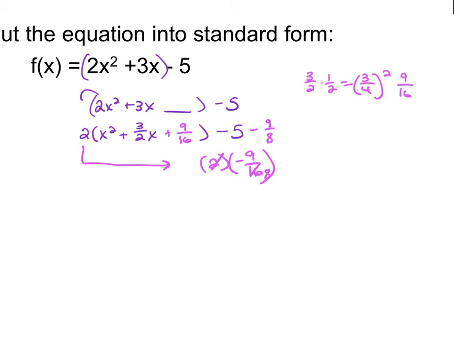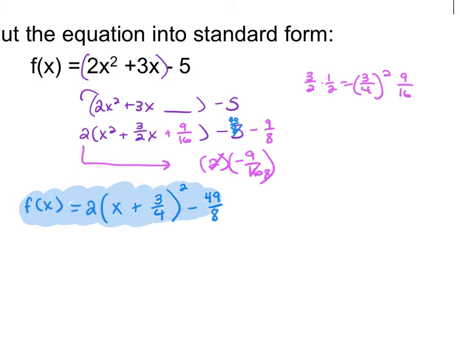5 becomes 40/8. And I end up with 2 on the front, square root the first term, so it's x, square root the last term, so it's 3/4. Take the sign from the middle term, so it's plus, put it in the parentheses, square it. 40 minus 9 is negative 49 over 8. Here is my standard form.